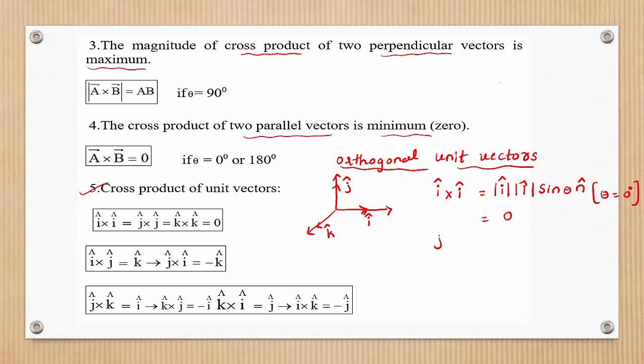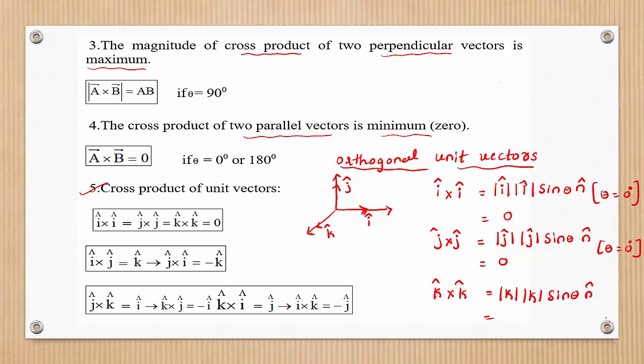Similarly, when it comes to j cross j, the same formula we can use here: mod of j cap into mod of j cap into sine theta into n cap. j cross j means again both are parallel, theta equal to 0 degree, and 0 into sine 0 is 0. Similarly, I can take k cross k, using mod of k into mod of k into sine theta into n cap. But here theta equal to 0 degree, so sine 0 is 0, and 0 into anything will be 0. That gives i cross i, j cross j, k cross k is equal to 0.